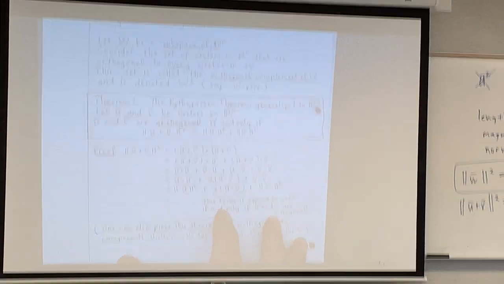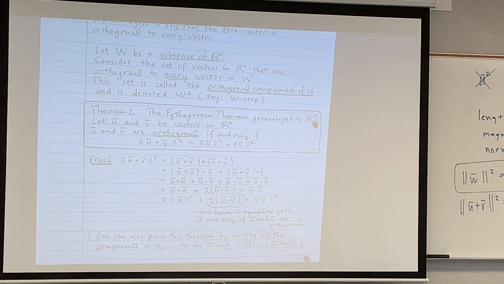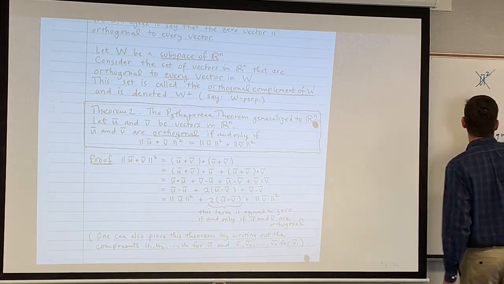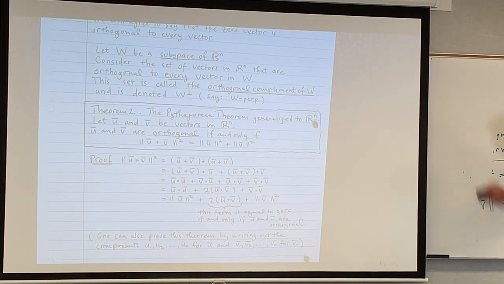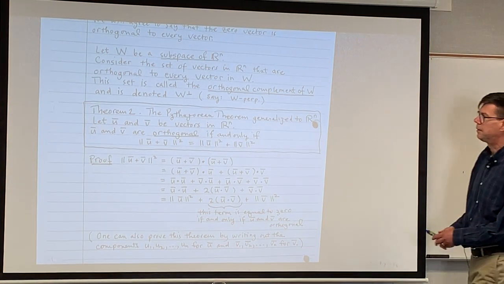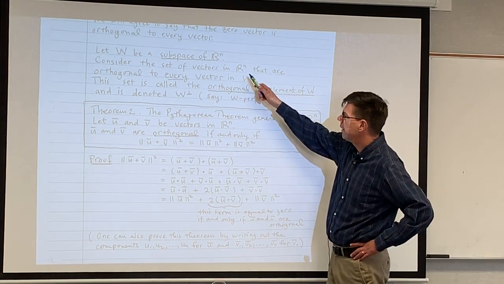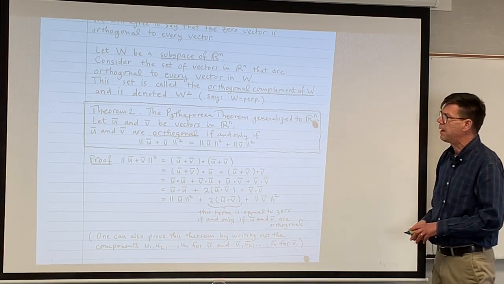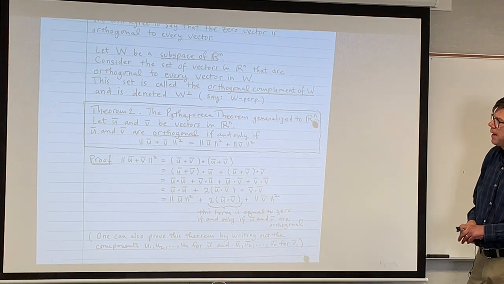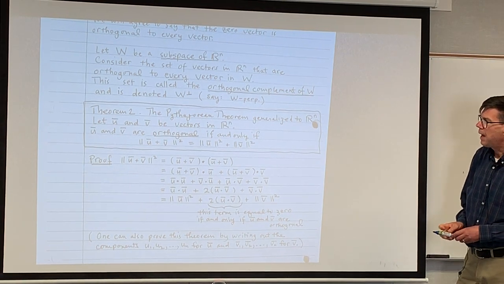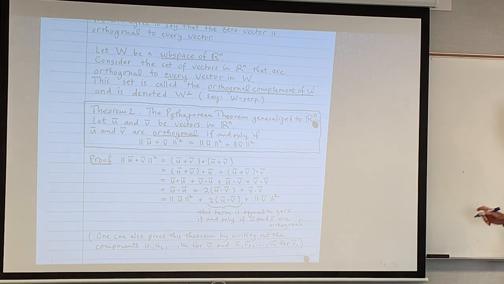Now I'm going to back up to that statement up above. So here's where we're entering a brand new world. So I've got to slow down a little bit. I should have, again, highlighted this in some way. Let W be a subspace of Rn. Consider the set of vectors in Rn that are orthogonal to every vector in W.